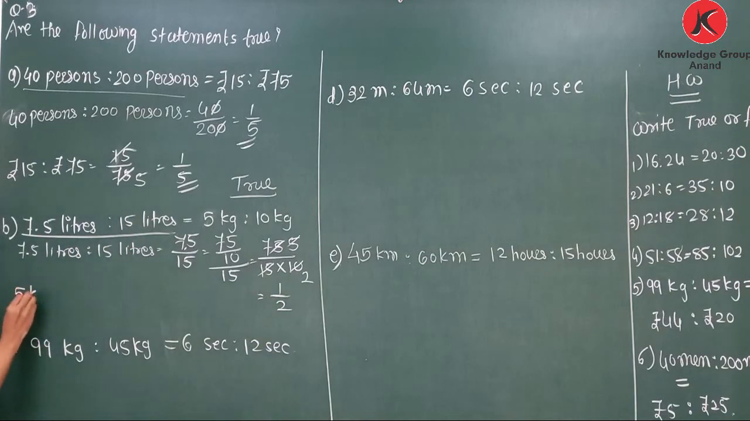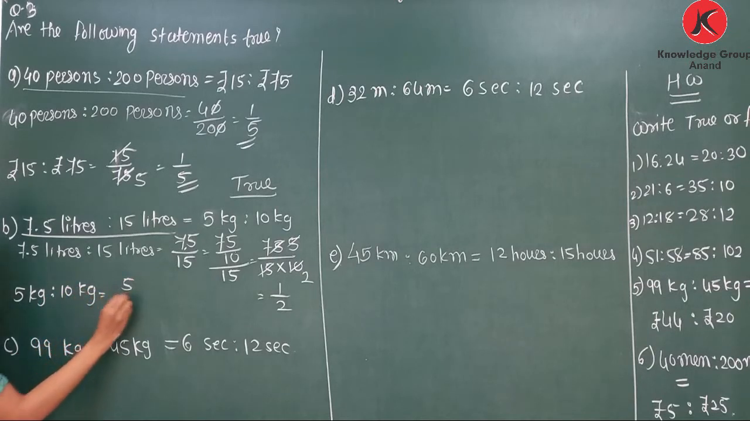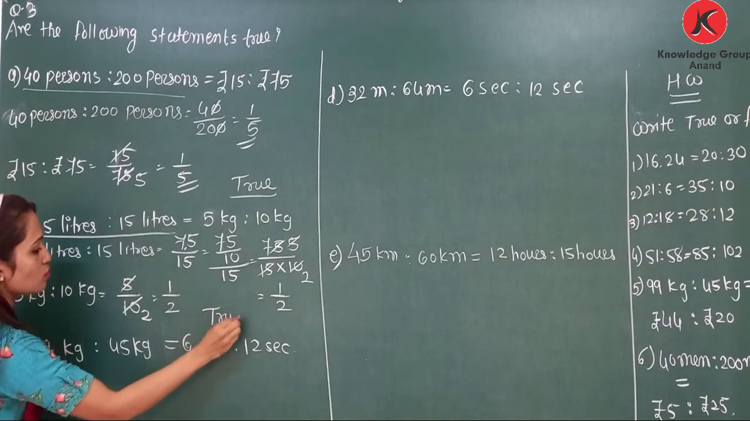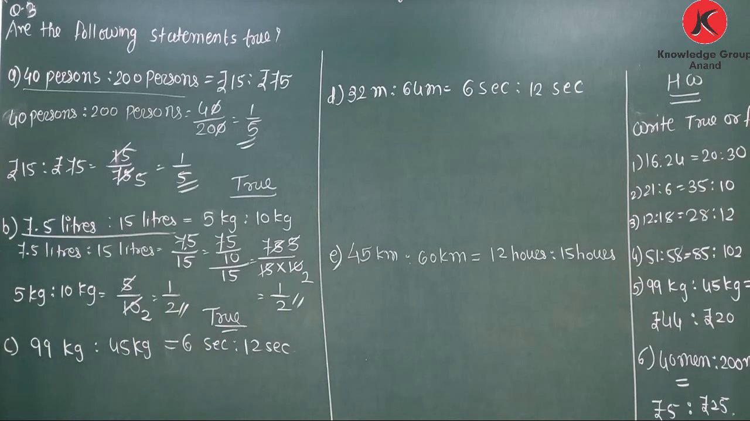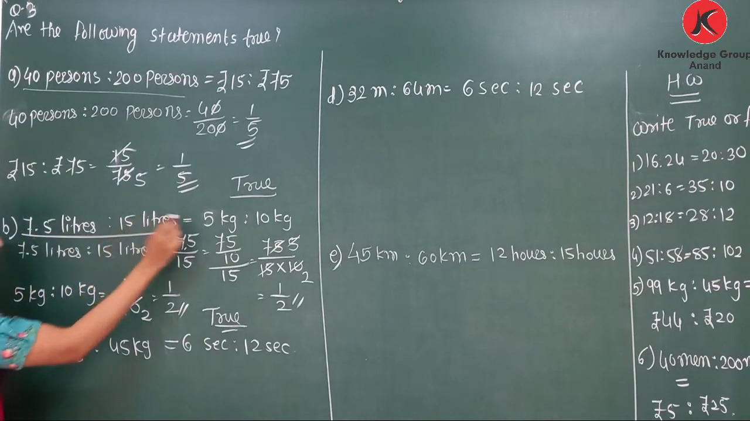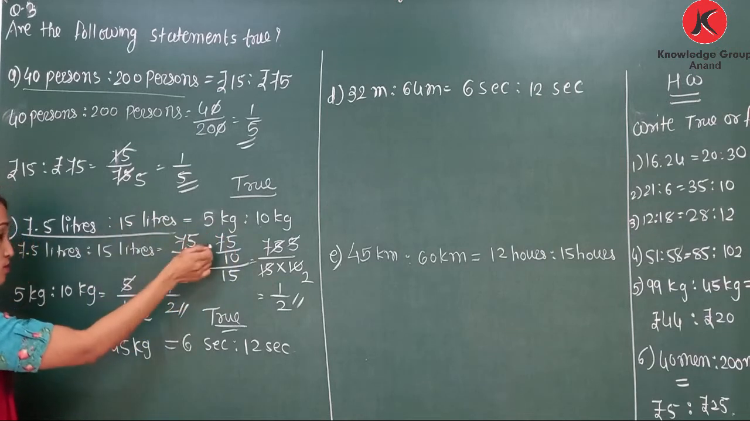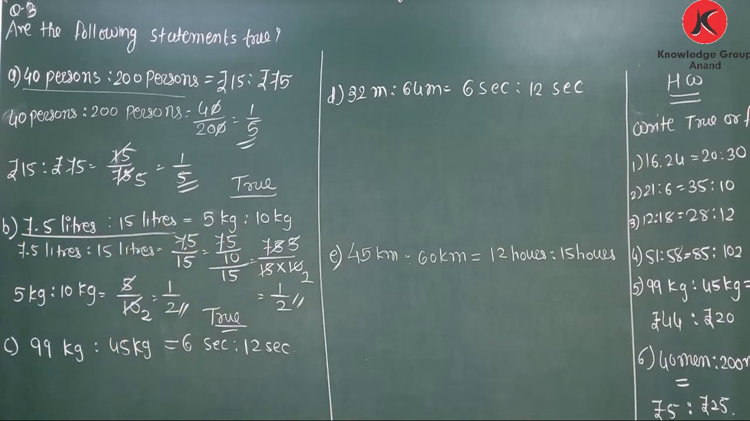Now 5 kg is to 10 kg. So here 5 by 10, 5 2s are 10, so it is 1 by 2. So this ratio is 1 by 2 and this is also 1 by 2. So both are same, means it is a true statement. Equal to means we need to check whether they are same. Ratio of first is 1 by 2, ratio of second is 1 by 2, so 1 by 2 is equal to 1 by 2, so it is true.